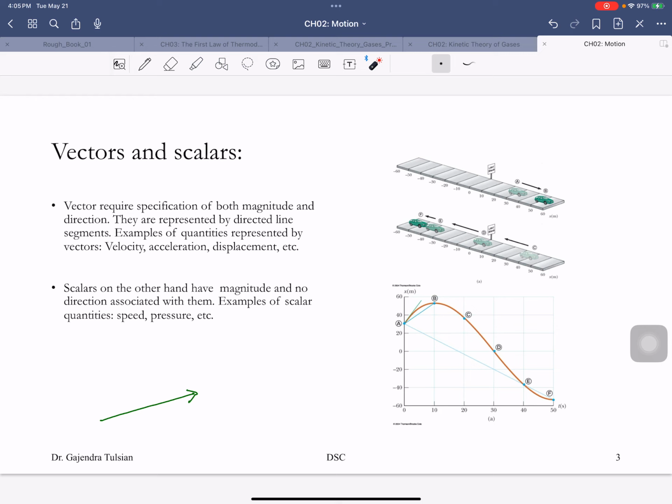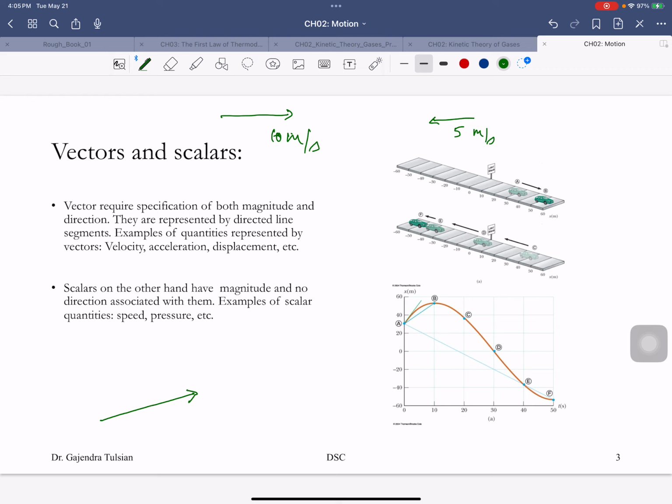So for instance, if an object is moving east at 10 meters per second, that would be its velocity, 10 meters per second. And if it's moving west at 5 meters per second, that would be its velocity. Okay.